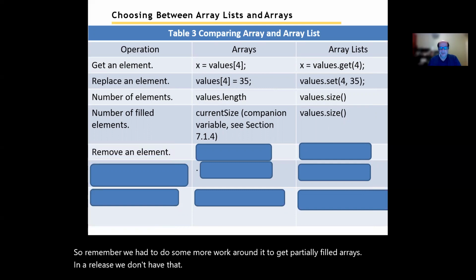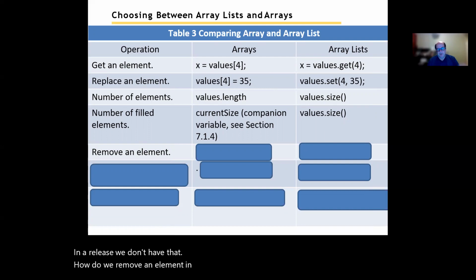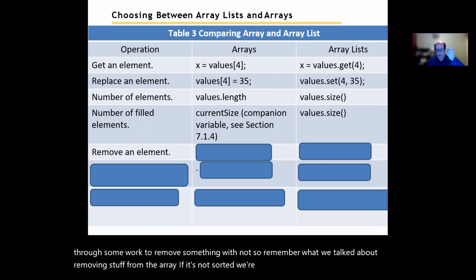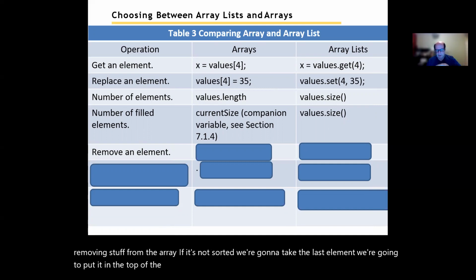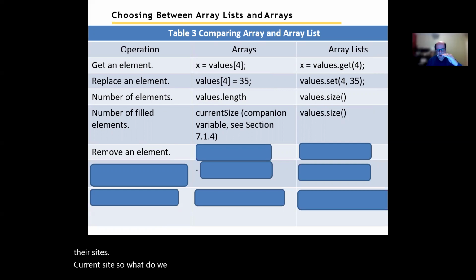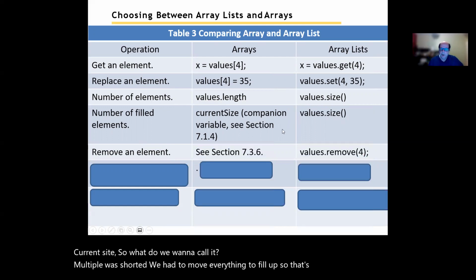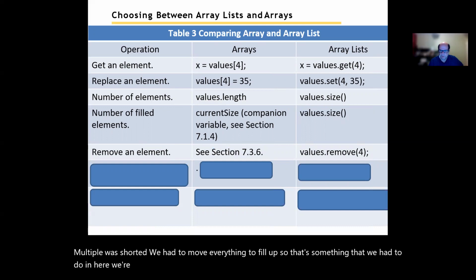How do we remove an element in arrays? Especially if it's sorted, we have to go through some work to remove something. If it's not sorted, remember what we talked about, removing stuff from the array. We're going to take the last element, put it in the place of the one that we want to remove, and change the current size, whatever we want to call it. But if it was sorted, we had to move everything to fill up. So that's something that we have to do. In here, we're just going to say remove, and it's going to do it for us.